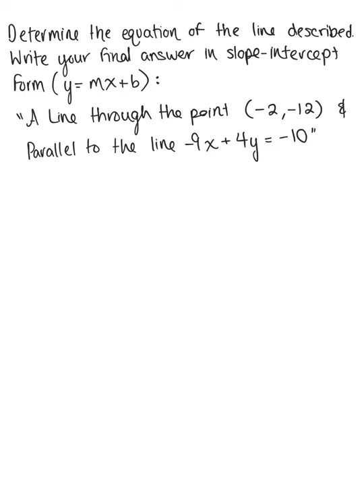Determine the equation of the line described, writing your final answer in slope-intercept form. So we want to find the line passing through the point (-2, -12) and parallel to this line in standard form, -9x + 4y = -10.